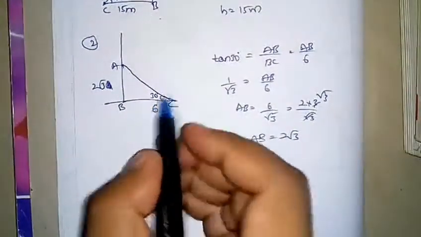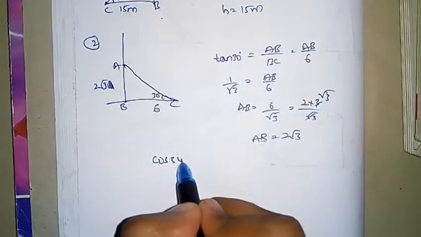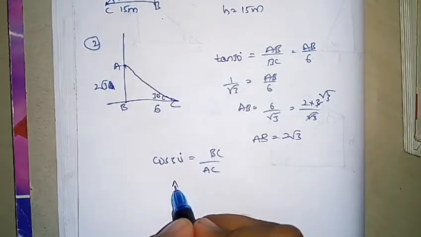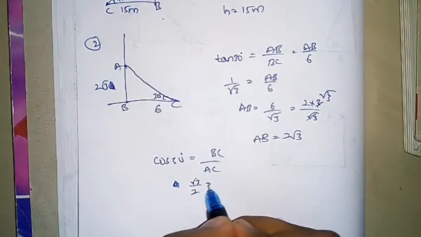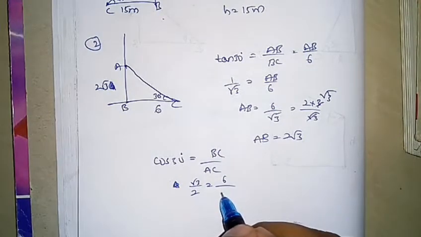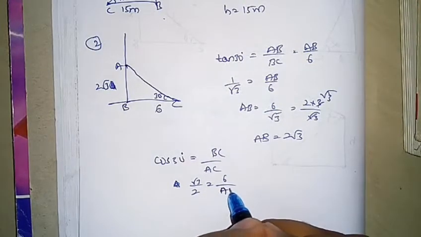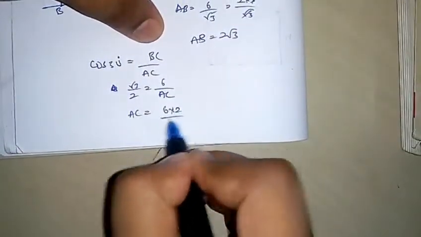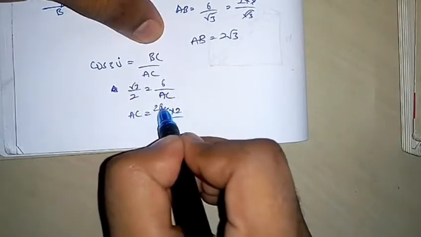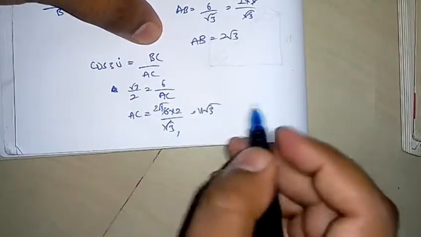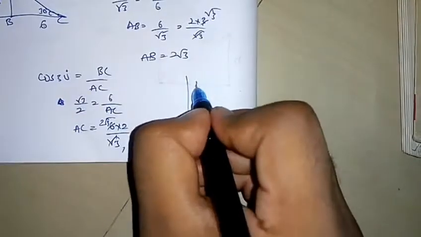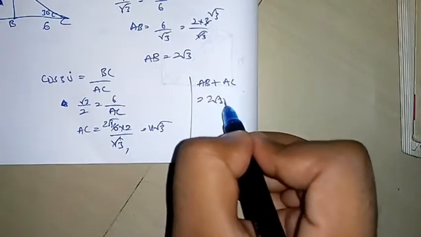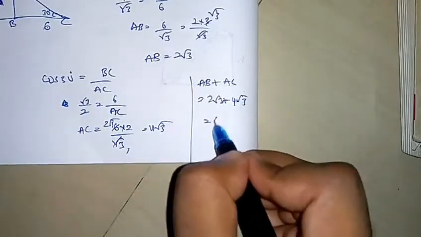and cos 30 is adjacent side BC by hypotenuse AC. So cos 30 is root 3 by 2 is equal to BC, which is 6 by AC. So AC is equal to 6 into 2 by root 3. 3 ones are root 3, 2 root 3, which is equal to 4 root 3. So height of the tree is AB plus AC, which is equal to AB is 2 root 3 plus AC is 4 root 3, which is equal to 6 root 3.